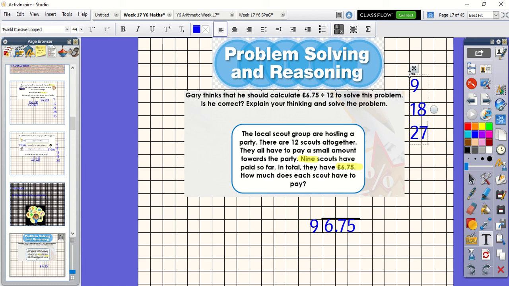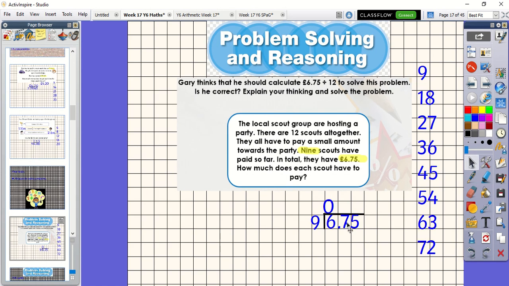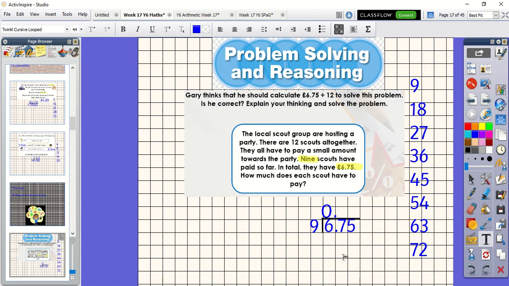9, 18, 27, 36, 45, 54, 63, 72. I'll just stop there. Okay, so how many 9s go into 6? I can see that that's 0 because we start with 9. So that's going to go there. Make sure I put my decimal point, which has hidden somewhere. I think it's there. Yep, there we go. Okay, now I'm not going to forget about that 6. I'm going to carry that across. I'm just going to make that nice and small.